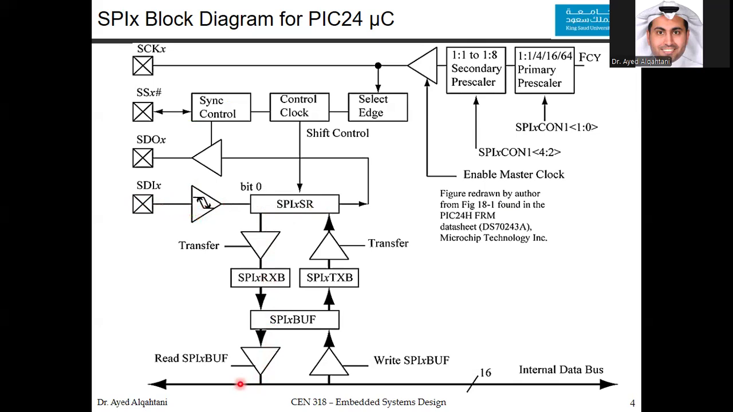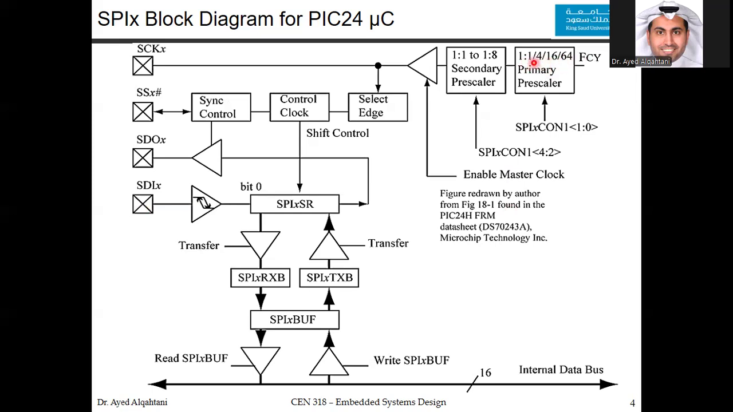Now let's look at the detail. We need a clock. Internally, the master microcontroller should generate the clock from the frequency of the instruction cycle, or the FCY. It goes through 2 prescalers. The first one is the primary prescaler, and the second one is the secondary prescaler. We have 4 options in the primary: 1, 4, 16, and 64. And in the secondary, we have 8 options from 1 all the way to 8.